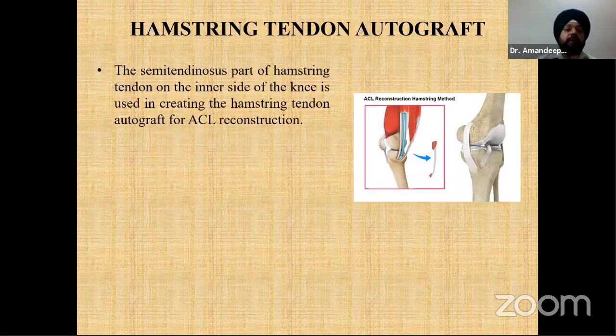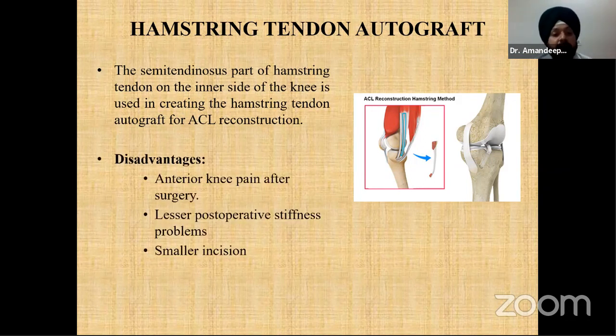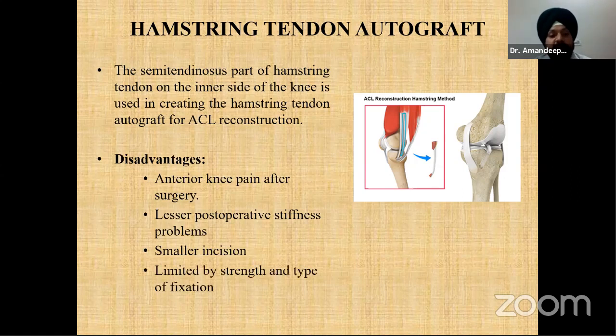Hamstring tendon autograft: the semitendinosus part of the hamstring, which lies on the medial side, is used to create the graft for ACL reconstruction. It has some disadvantages too, like anterior knee pain that the patient complains of after surgery. There is a lesser post-operative stiffness problem, and a smaller incision, but it is limited by the strength and type of fixation.